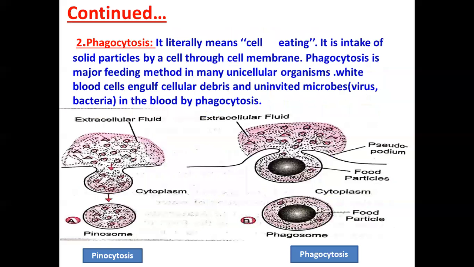Next is phagocytosis. Its literal meaning is cell eating. It is intake of solid particles by a cell through the cell membrane. Phagocytosis is the major feeding method in many unicellular organisms like amoeba. White blood cells engulf cellular debris and uninvited microbes in the blood by phagocytosis. So phagocytosis helps as a defense mechanism against whatever viruses and bacteria come. They eat those viruses and bacteria. So it is helping in two ways, for transferring the material as well as for eating the cellular debris.